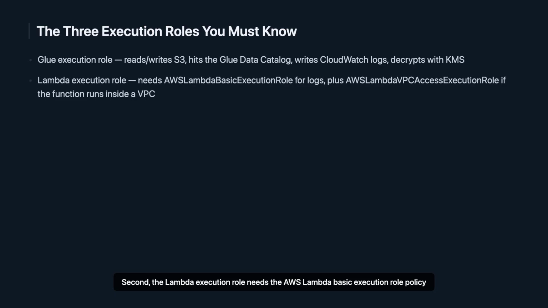Second, the Lambda execution role needs the AWSLambdaBasicExecutionRole policy for logs. And here's the gotcha. If the function runs inside a VPC, attach the AWSLambdaVPCAccessExecutionRole policy too. Without it, the function can't even start.